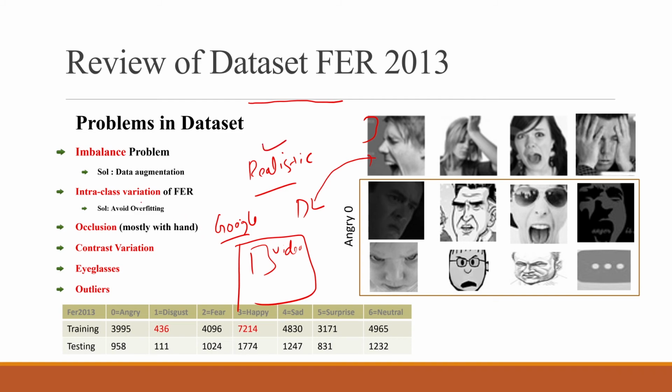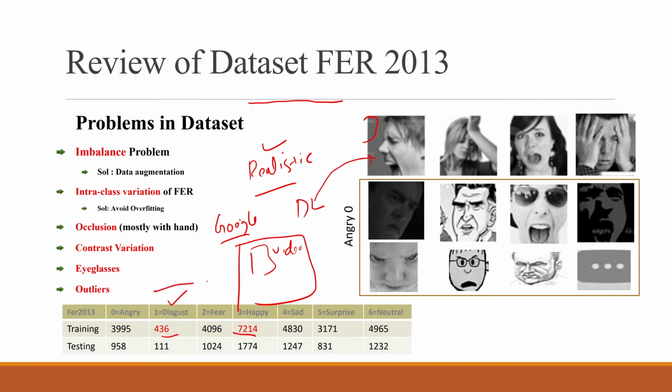As it is a realistic dataset, you can notice over here that there is an imbalance problem. In the Google database, among the videos uploaded by different people, they could only find 436 samples of disgust. Similarly, for happy, they could find a lot of them, such as 7214.